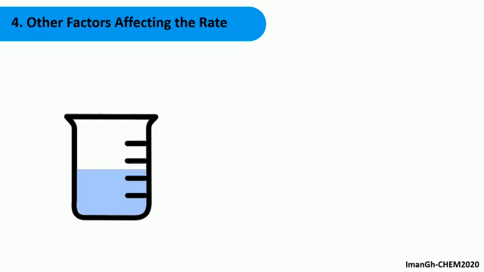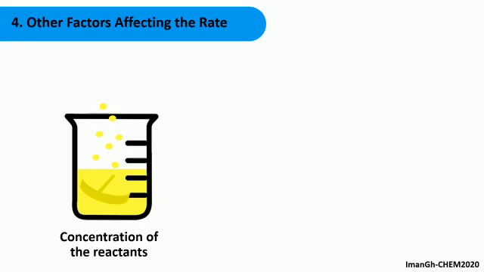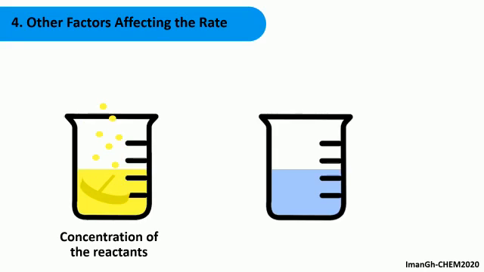There are other factors that increase the rate of a chemical reaction, such as increasing the amount or concentration of reactants used in a reaction. Also, if we increase the contact surface by grinding the reactant and using it as a powdered solid.